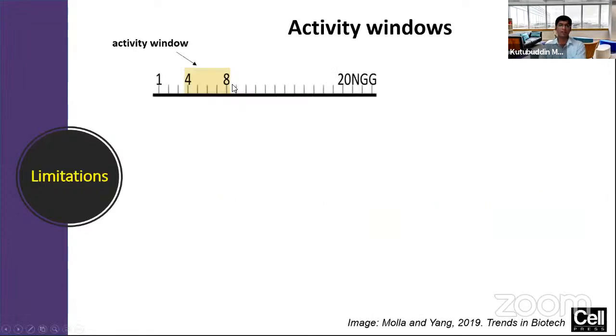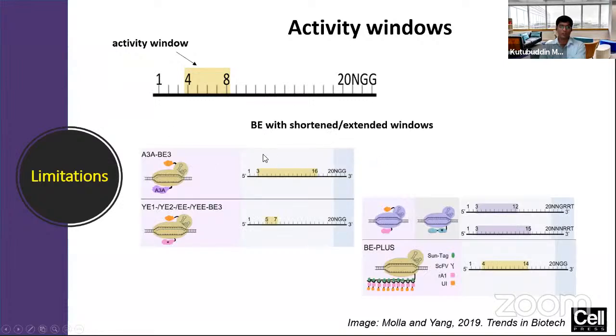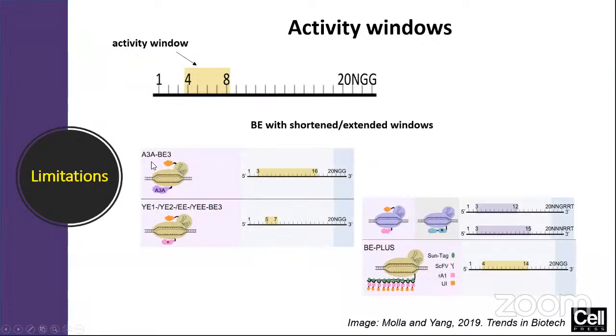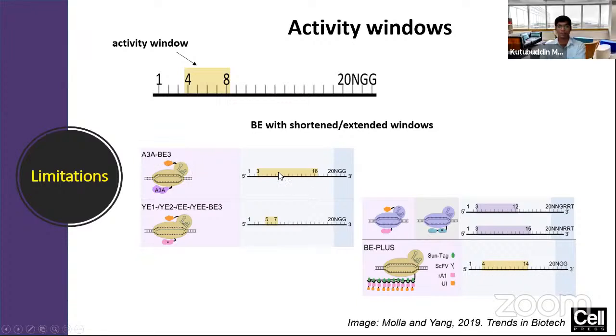Now another limitation is the activity window. What if you have your target at the 12th position? What if you have your target at the 15th position? This is called the limitation of the activity window. So for this base editor, there is A3A-BE3 that has been developed, which has a long extended window that expands from the 3rd base to the 16th base of the spacer sequence. Similarly, if someone has a problem with a longer window, there is a restricted window of only bases 5 to 7. Similarly, these are other versions of base editor that have extended and limited base activity windows also. But you have to choose from the available base editor toolbox.